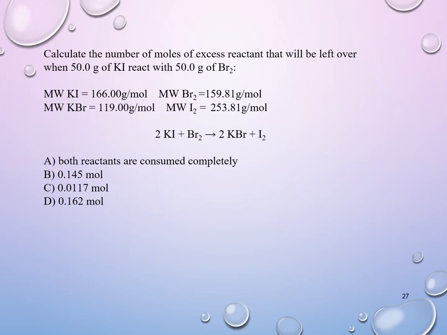So here's another question. The question says, calculate the number of moles of excess reactant that will be left over when 50 grams of KI react with 50 grams of Br2. And here's our equation: 2KI plus Br2 goes to 2KBr plus I2. All the molar masses are provided.